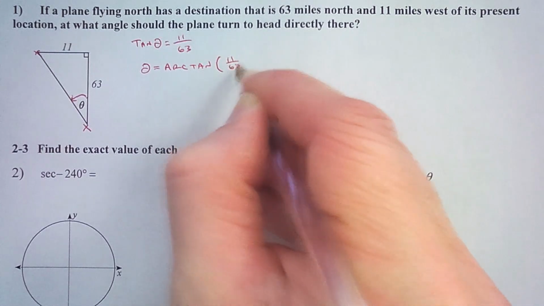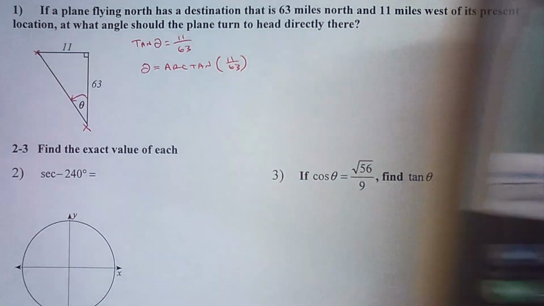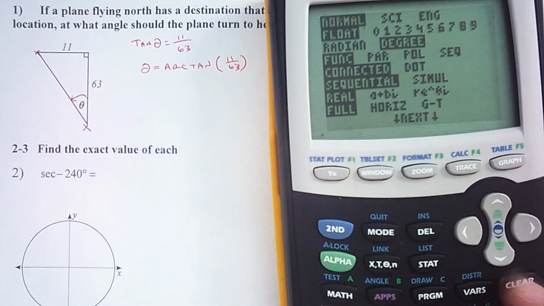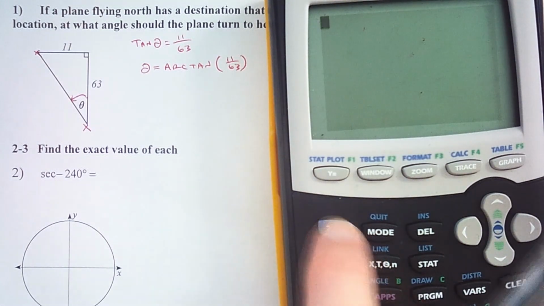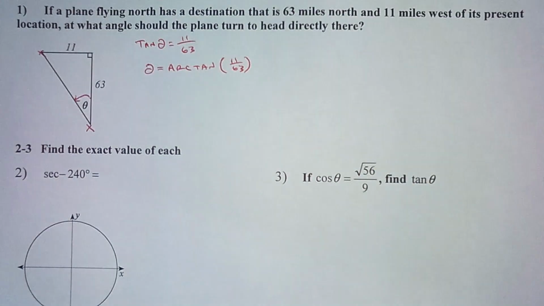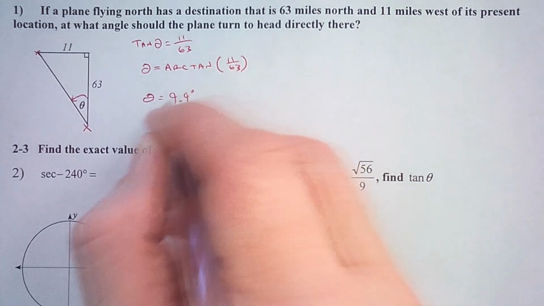11 over 63. Okay, so we'll pull in our calculator here. We'll check the mode, and we are in degree mode, so that's good. Okay, so second tangent, 11 over 63, and that is about 9.9 degrees. So theta is 9.9 degrees.